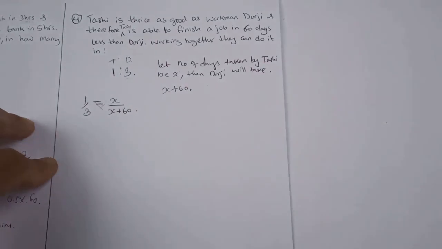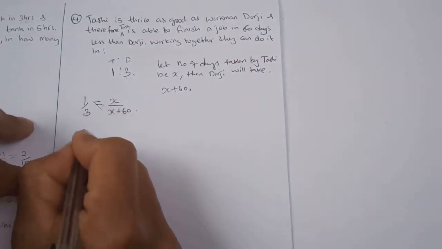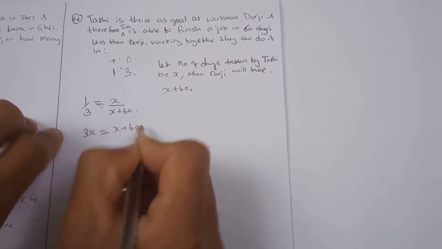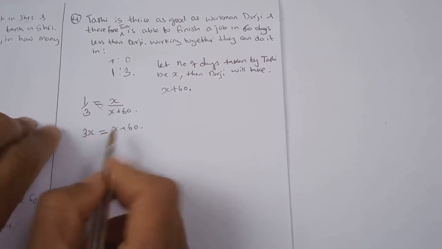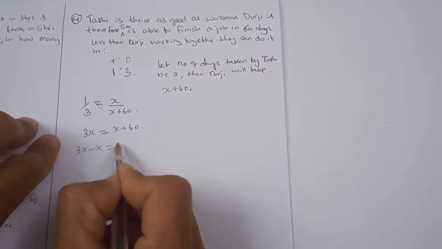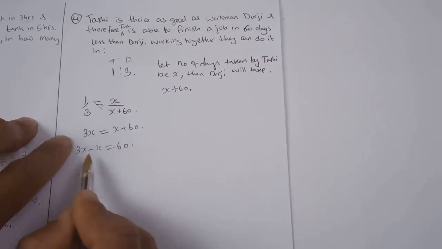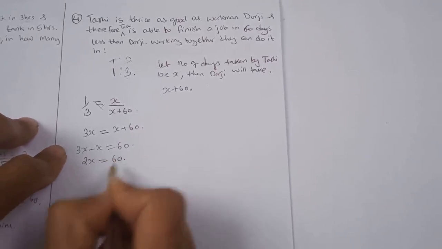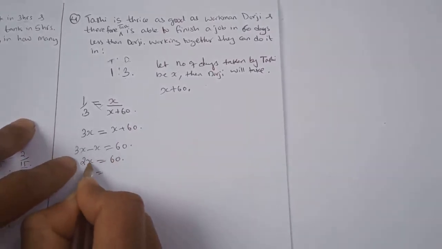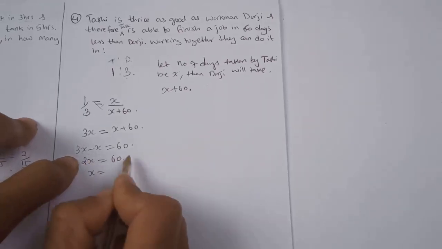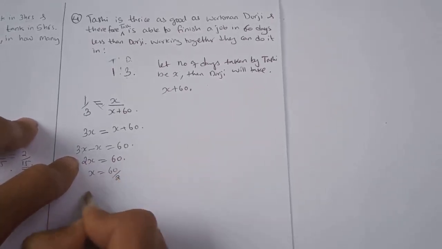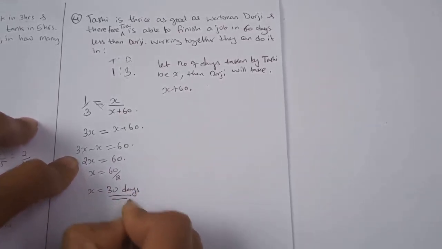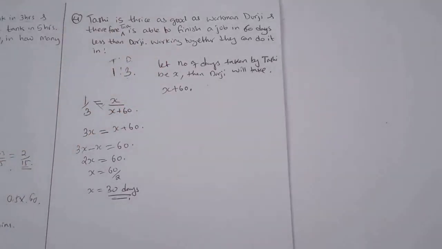So we'll cross multiply again. 3 into x is 3x, which is equal to 1 into x plus 60. So x positive goes to the other side as negative, and 3x minus x equals 60. We are left with 2x, which equals 60. To remove the multiplication by 2 we divide, so 60 over 2, which equals x, and x is equal to 30.